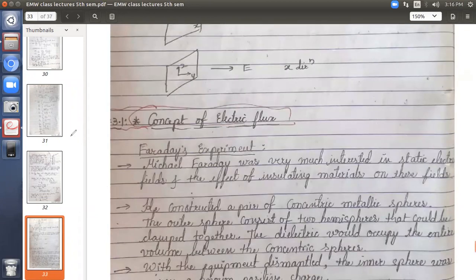Let us start today the last concept of your first module, the title of which is electric flux density. Without knowing what electric flux is, you cannot define and understand electric flux density. So I started with the electric flux concept.